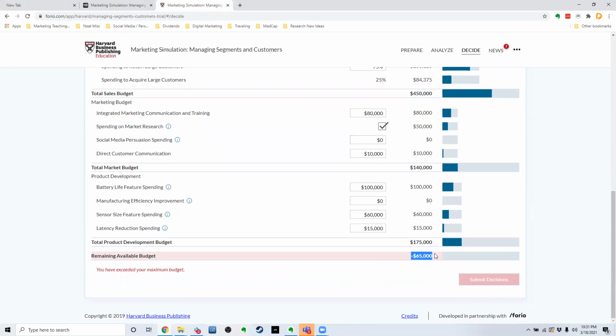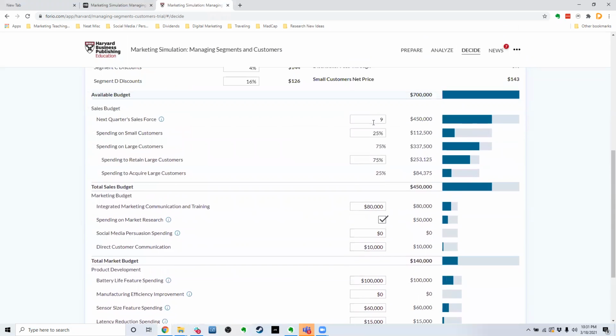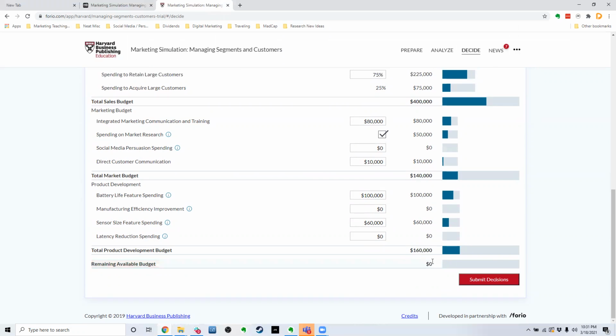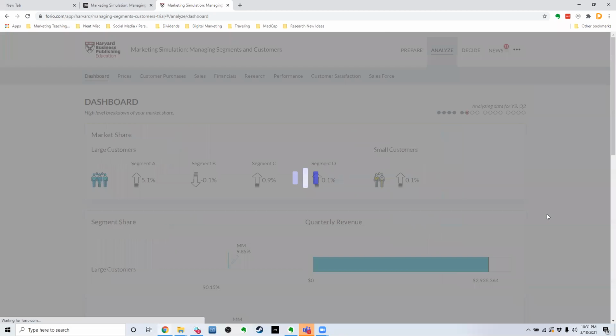Oh, we lost budget because we don't have as much money. So that can happen. You can get more budget and lose budget. So in this case that I lost 65,000, I'm just going to drop my sales team a little bit more because sales doesn't do anything. And of course, it looks like I have to get rid of my latency spending. And that breaks out my budget so I can keep going.